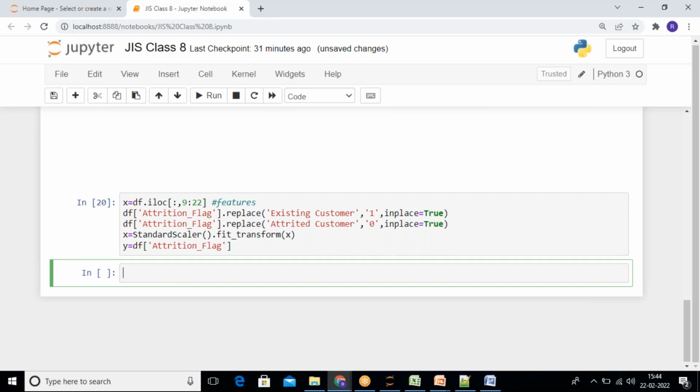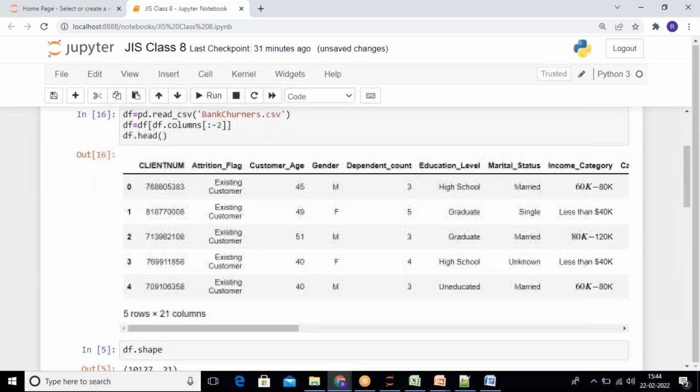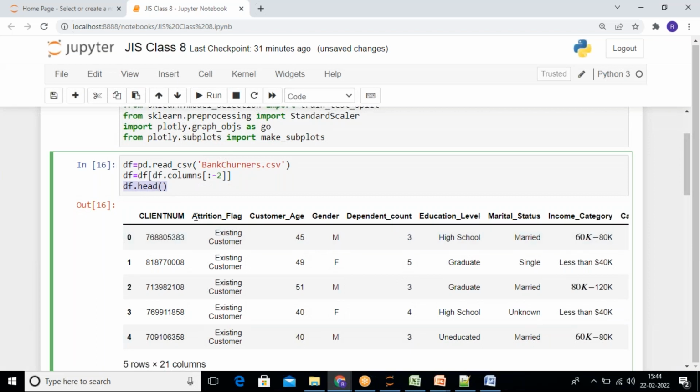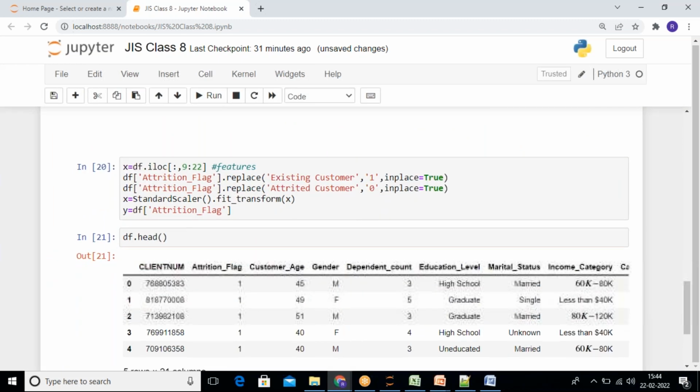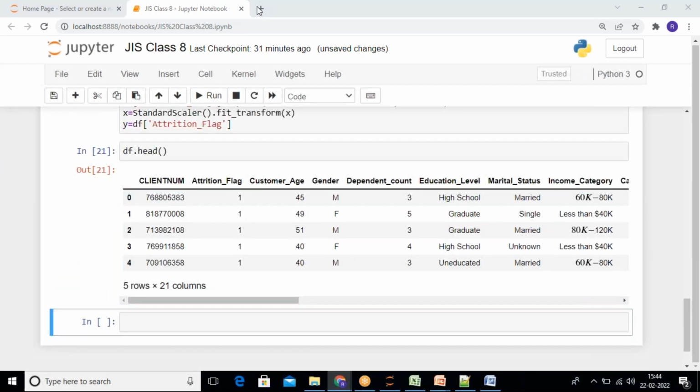Okay. Now, if I go to my data set, where is my actual data set? df.head. So you can see this attrition flag, existing customer, has been converted into 0 and 1. Getting the point? Rohit and Darshan, everybody getting the point? If it is clear till here, then tell me, and I will proceed. Yes, sir. Clear.